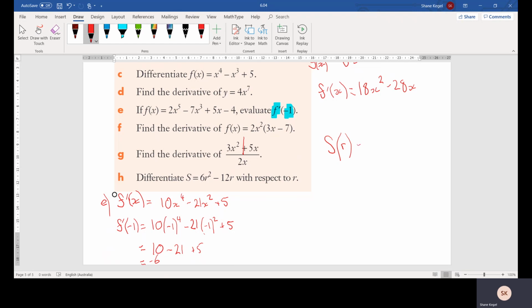function of r equals 6r squared take 12r. So therefore my derivative function, or s dash of r, equals, same way we treat it, 12r to the 1 minus 12, which just gives me 12r minus 12. And that's it. So as you can see, a lot quicker than what we did in the previous exercise by first principles, and just a few simple rules to remember, and you should get these down pretty easily and pretty quickly. So you shouldn't have many issues here, I don't believe.